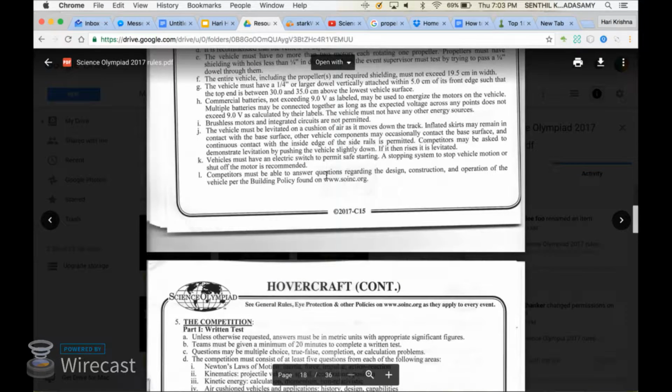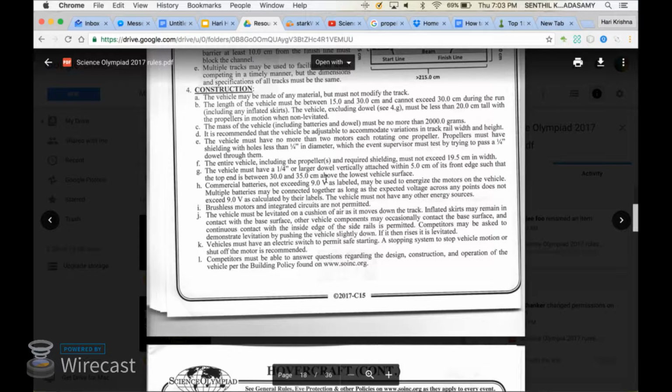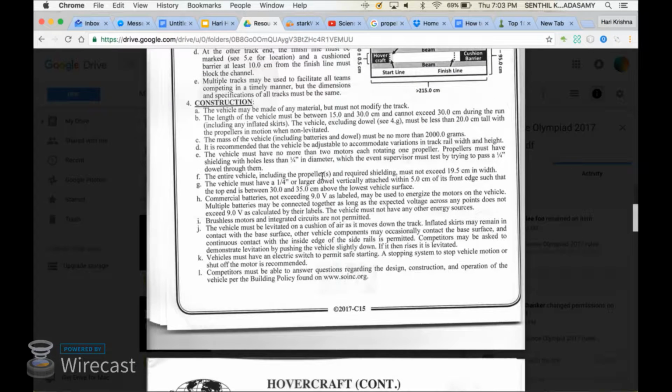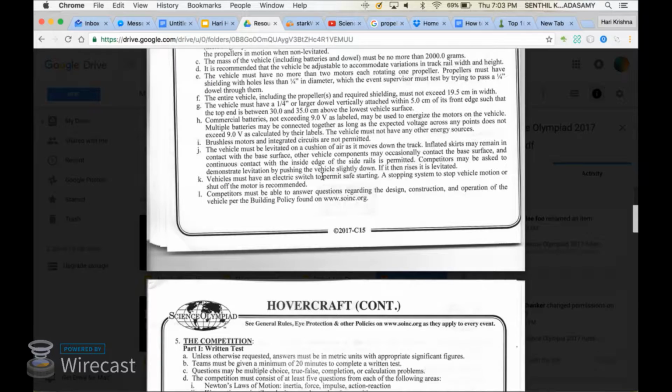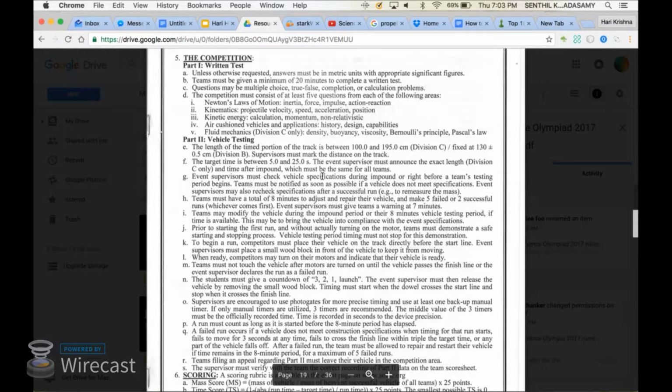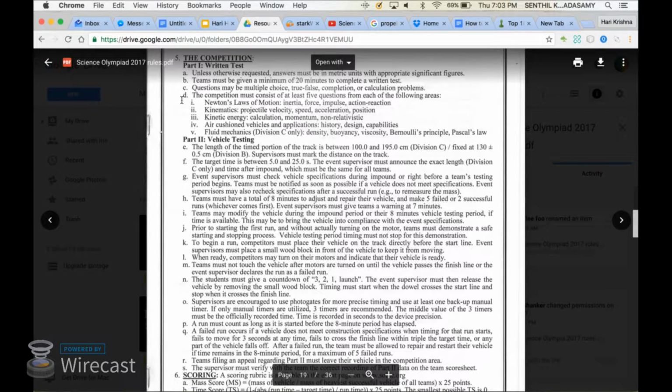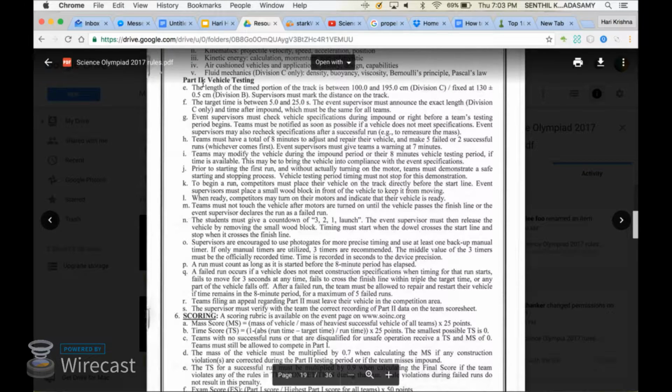And competitors must also be able to answer questions on the design, construction, and operation of the vehicle. So that means you really need to know how your device works, and you should be the one building it. For the test, there are various topics that are described here, which will be covered later on. So for the vehicle testing, you'll have impounding, which means that you have to turn in your vehicle, where the event supervisors or the judges will inspect it to make sure that it fits under all the conditions. Also, teams have a total of 8 minutes to adjust and repair their vehicle.